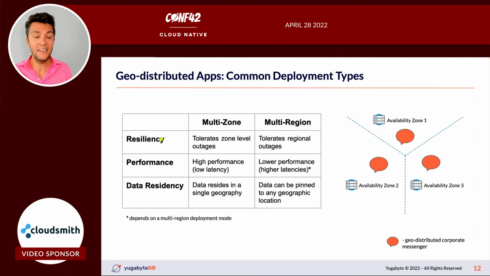From the resiliency standpoint, such an architecture is much better than a single zone deployment, because if any of these zones goes down, the other zones are live and you are happy. And your customers and users are happy. So this configuration can withstand, tolerate zone level outages.